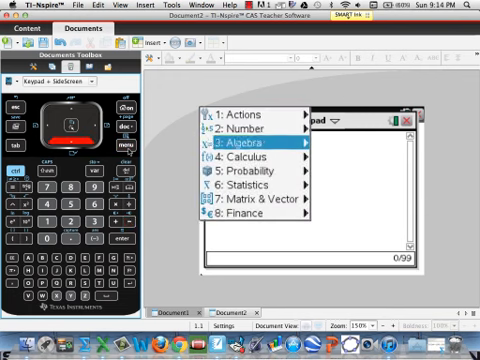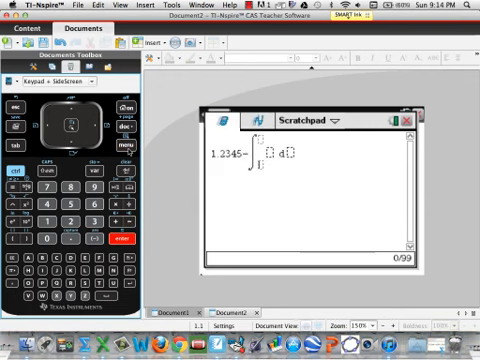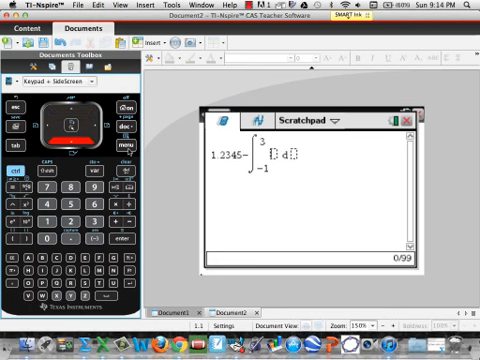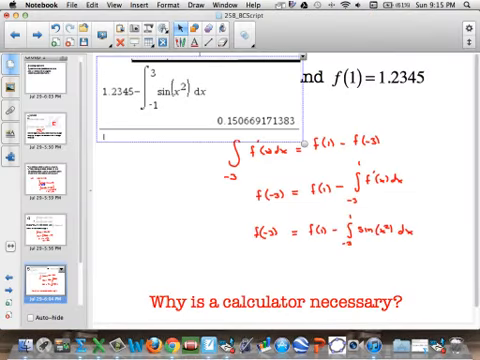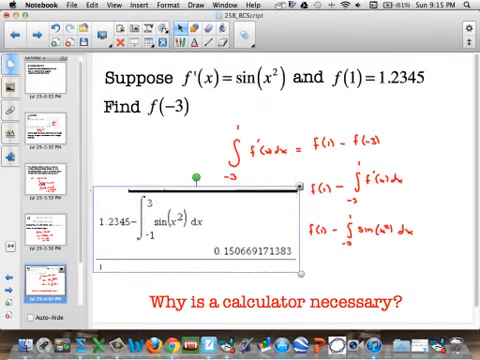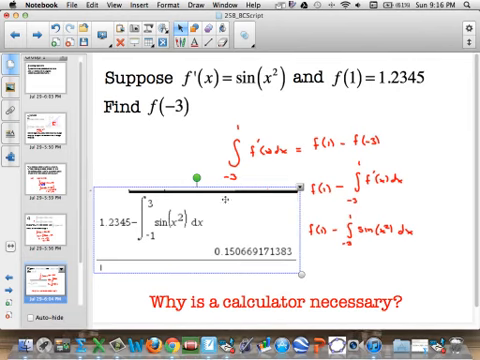And an integral is going to be found in the calculus menu. And we're going to say from negative 1 to 3 of sine of x squared, and then we want this to be dx. And we do control equals, and that gives us an approximate value for that expression. So there we go. Our value for f of negative 3 is going to be 0.150 or 0.151, accurate to 3 decimal places.